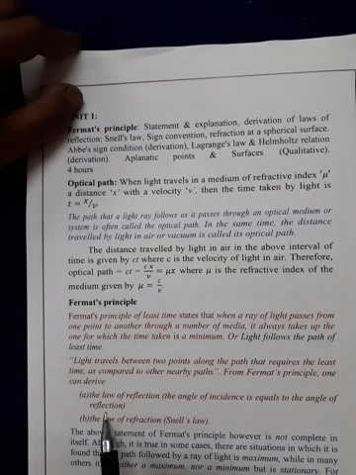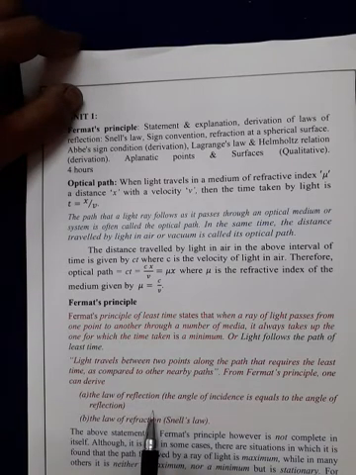Light travels between 2 points along the path that requires the least time as compared to the other nearby paths. So from Fermat's principle, one can derive the law of reflection, that the angle of incidence is equal to the angle of reflection, and the law of refraction that we generally know as Snell's law.